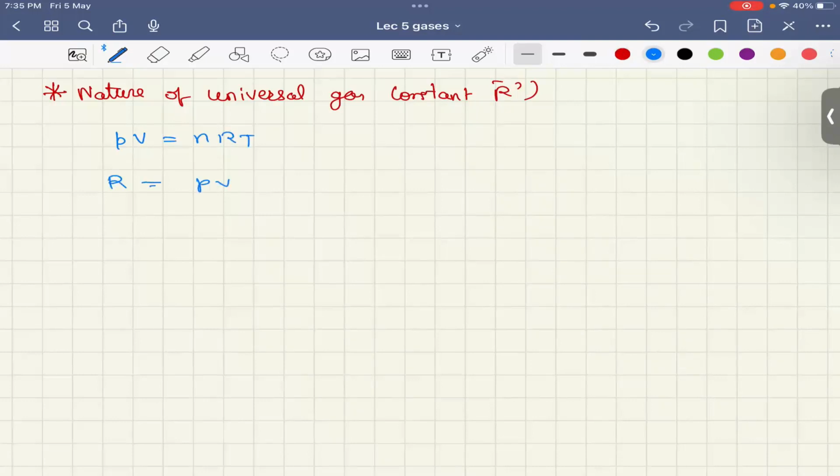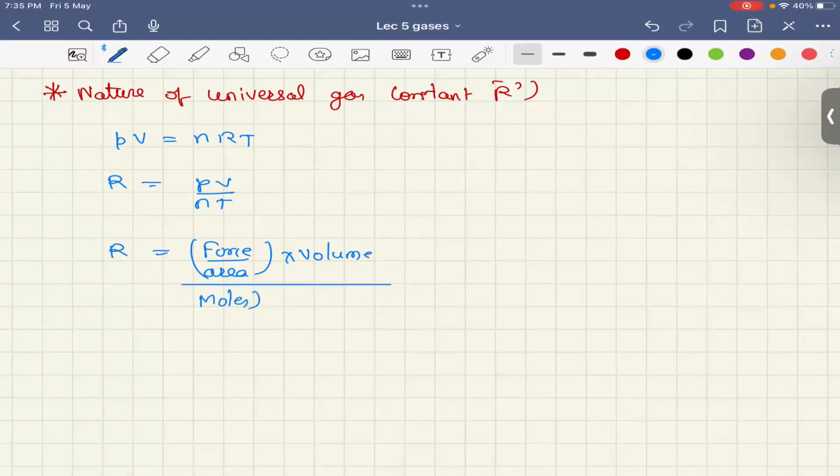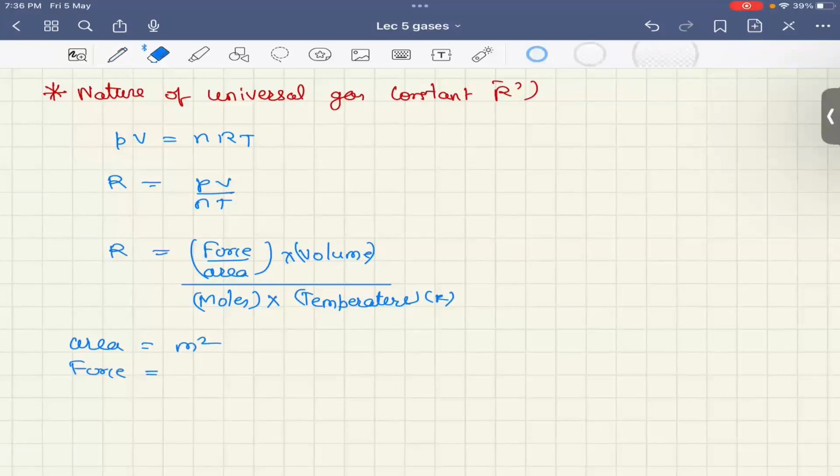Means R is equal to PV by nT. So let us try to write the units. What is pressure? Pressure is nothing but force per unit area, multiplied by volume, divided by moles, where the unit of n is moles, multiplied by temperature, which is going to be Kelvin. The unit of area is going to be meter square in SI unit. Let us keep force as it is. Volume is going to be meter cube. Moles is going to remain moles, and temperature is going to be Kelvin, right?